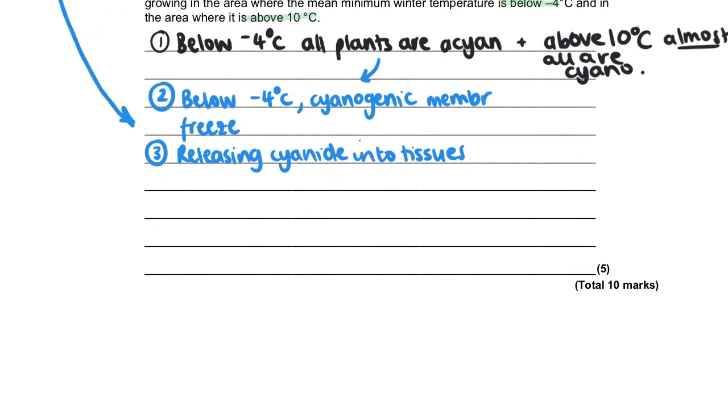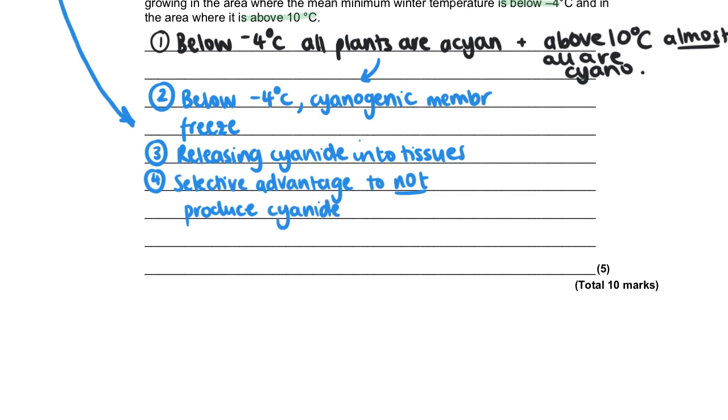Now this release of cyanide into tissues is going to be potentially damaging, and so actually what we see is a selective advantage, and we have to say that it's selective, it's a selection process. So it's a selective advantage to not produce cyanide at this temperature.